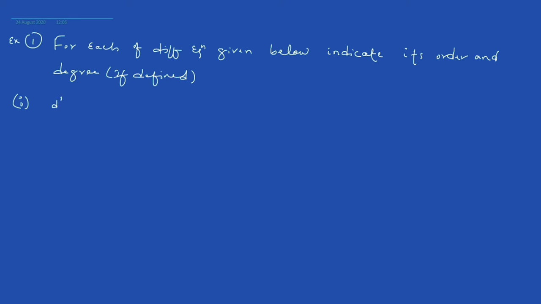So the first one is d2y upon dx square plus 5x into (dy by dx) whole square minus 6y, which is equal to log x.